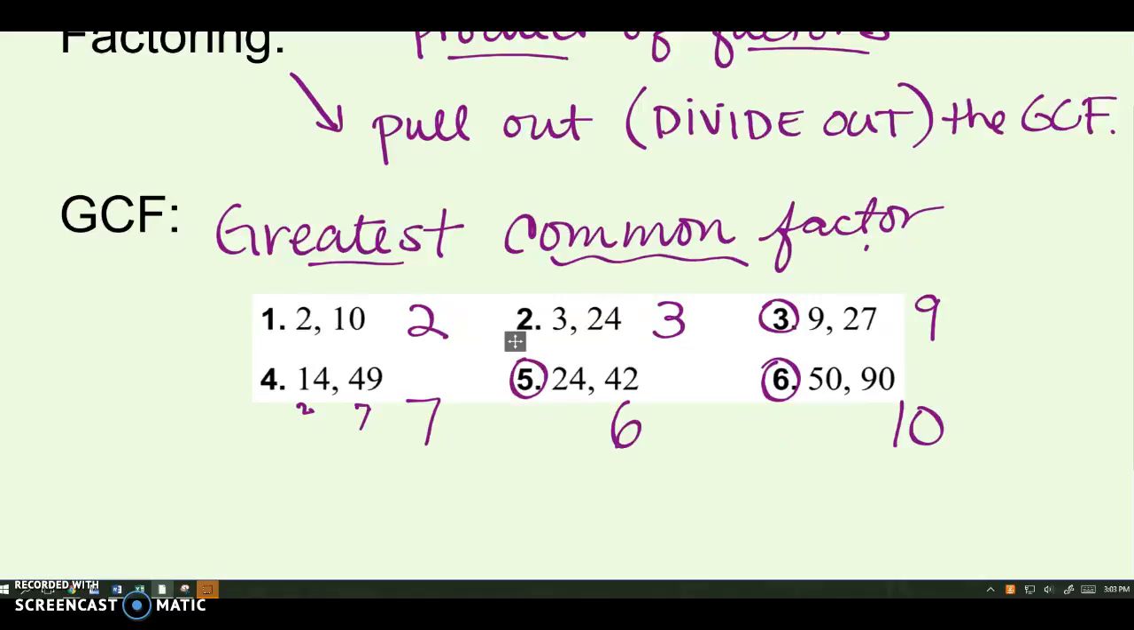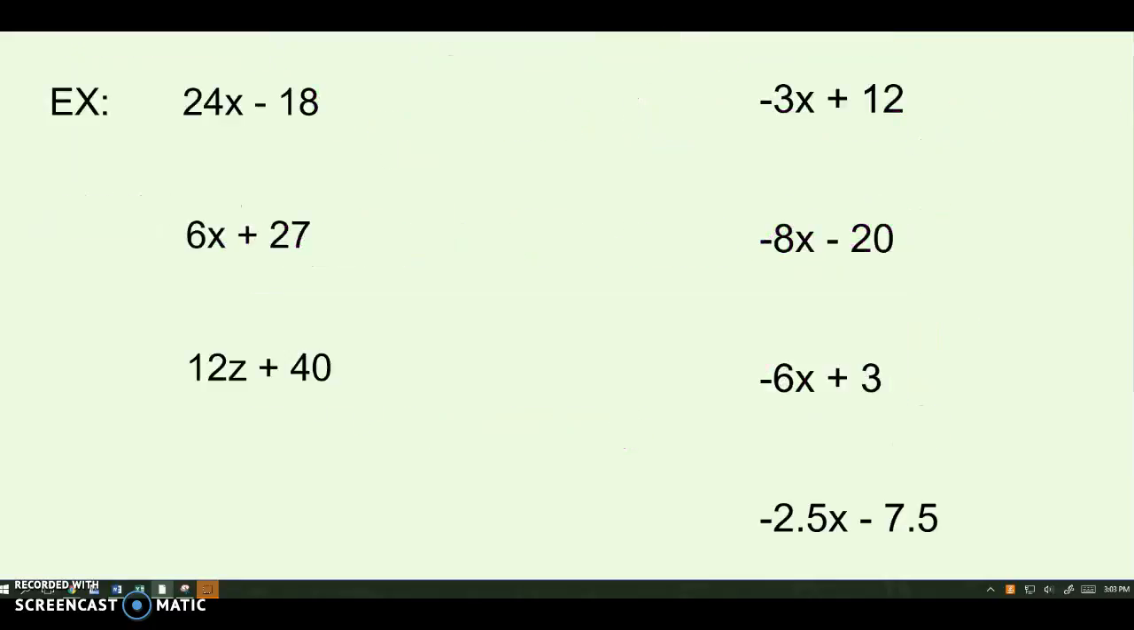Okay, here's what I got as the greatest common factor. 9 for this one, that goes into 9 and 27. 6 goes into 24 and 42, and then 10 goes into 50 and 90. So when we factor, we're going to divide out. We said divide out the greatest common factor. So let's do a few together.